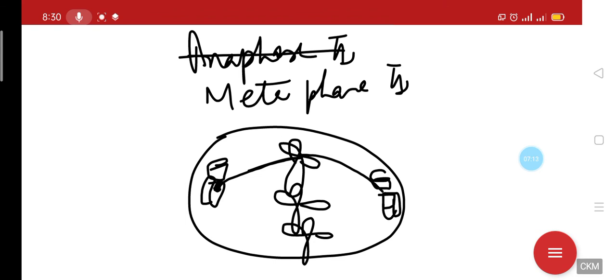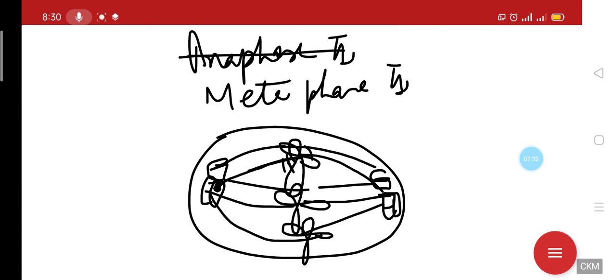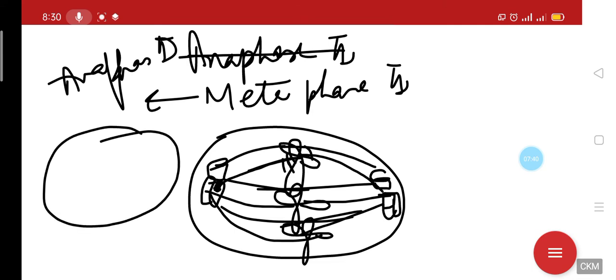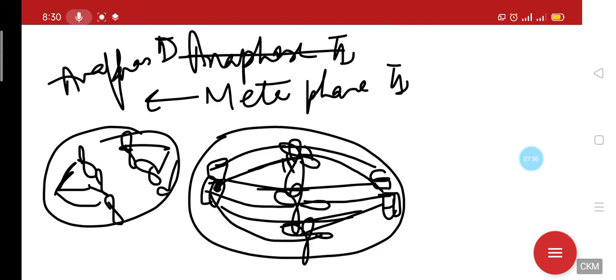Each kinetochore protein is going to bond with the spindle fiber from both sides to each centriole. So the spindle fibers are going to attach with the kinetochore protein, and there will obviously be non-kinetochore proteins. And after that, students, obviously there will be the anaphase. In anaphase 2, the spindle fibers are going to get shorter and they are going to pull the chromosomes toward themselves.